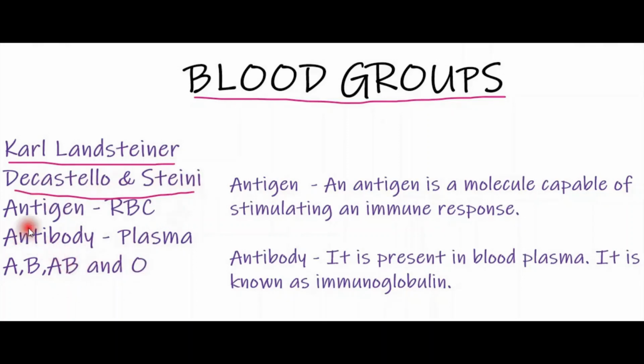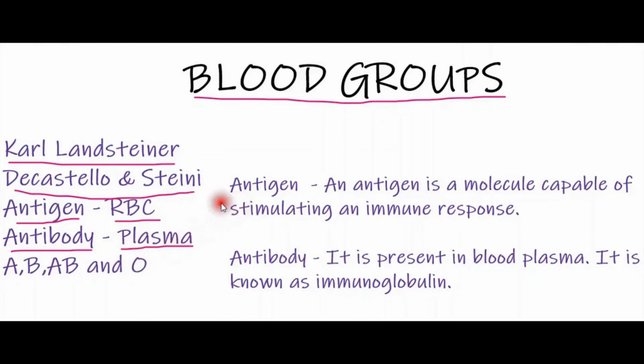Human blood contains specific substances called antigen and antibody. These two specific substances are found in the blood. Antigen's other name is agglutinogens, and antibody's other name is agglutinins. Antigens are found on the surface of RBC, and antibodies are present in the blood plasma.